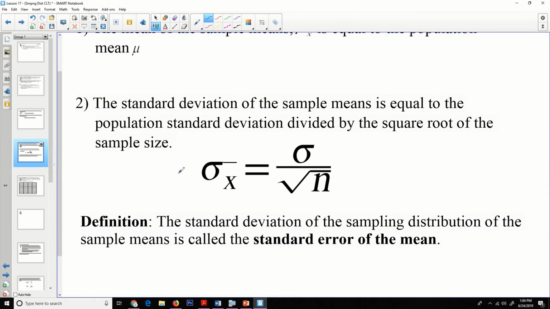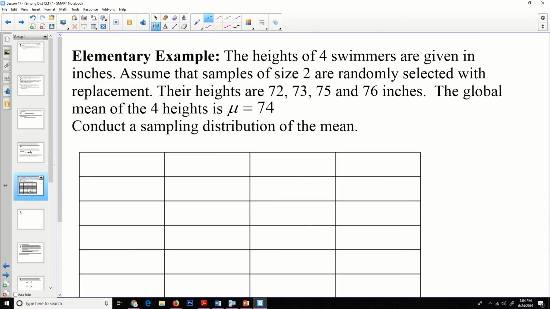This particular statistic is kind of important. The standard deviation of the sample means is called the standard error of the mean, and we will be using that to solve some problems later on. So the first thing we want to do is perform a sampling distribution.